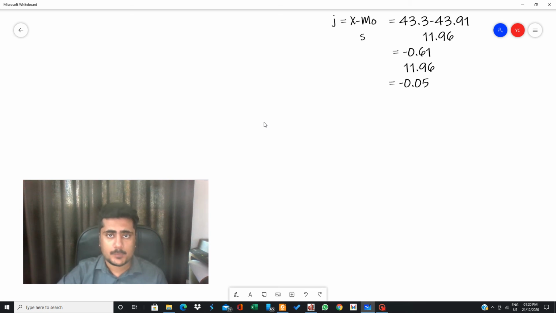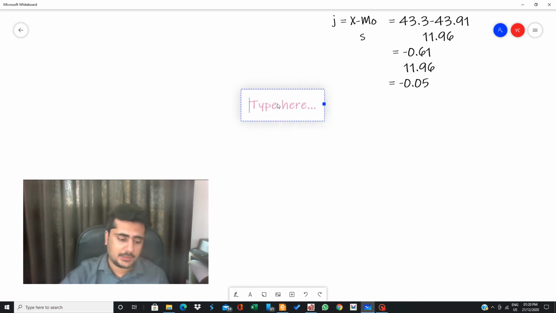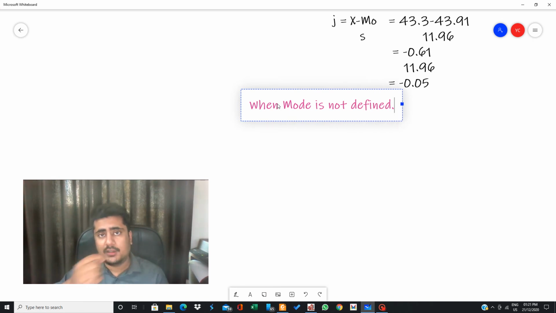See, there are some cases when mode is not defined, or you can say mode is undefined. See, currently you have a mode in your formula in skewness. What is skewness? It's mean minus mode. Just go back to the mode. In some cases, mode was undefined. That means you are not able to find the mode with L plus Fm's formula.